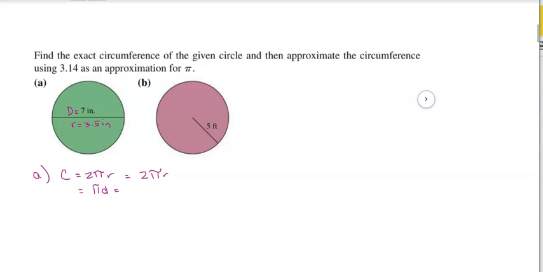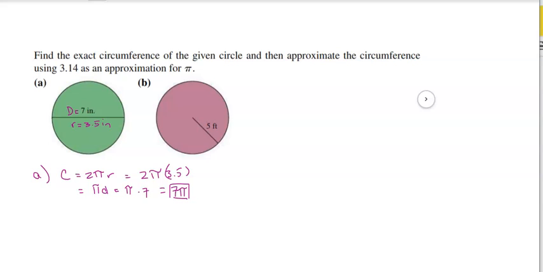So in this case, you would use 3.5 times 3.5. And in this case, instead of 2 times 3.5, you would just use pi times 7. And the way we would then write that is 7 pi. We usually put the number before the pi. Alright, so 7 pi is the first answer.